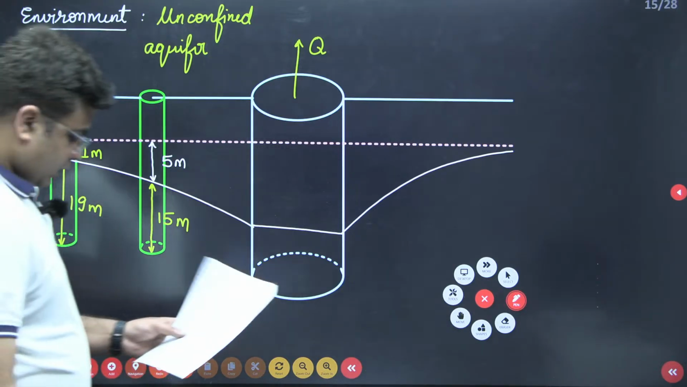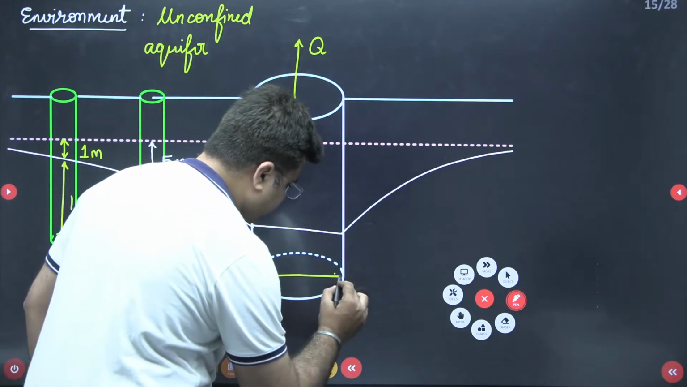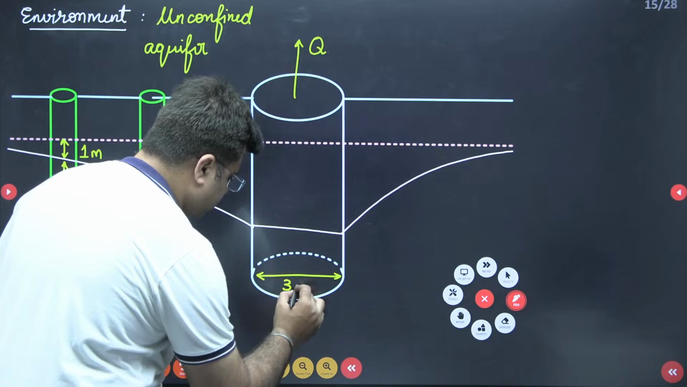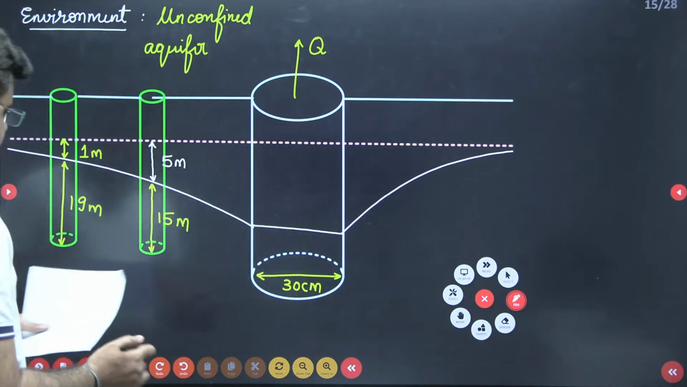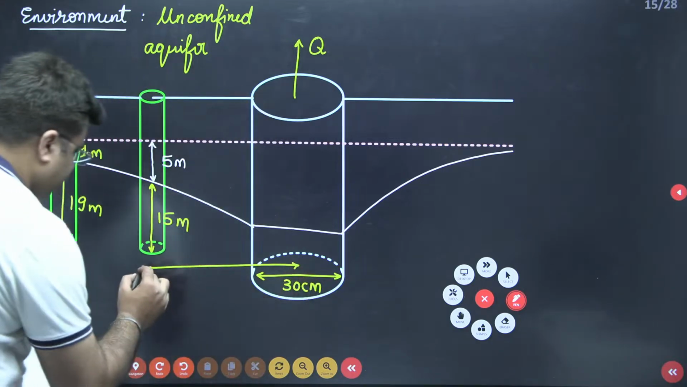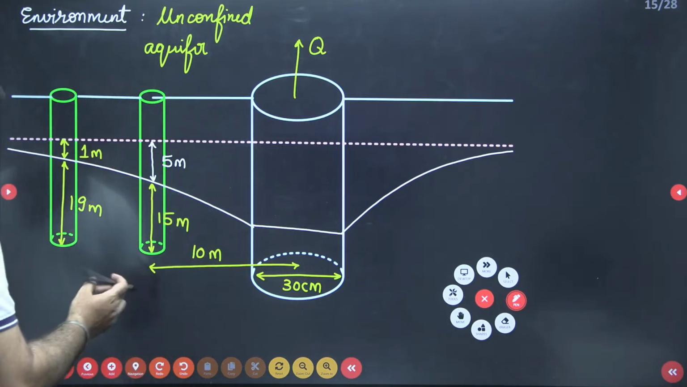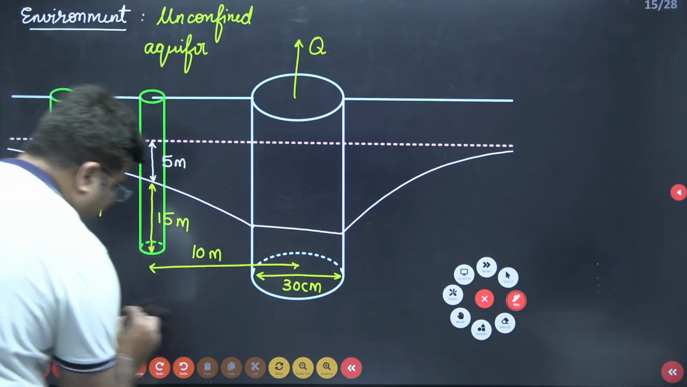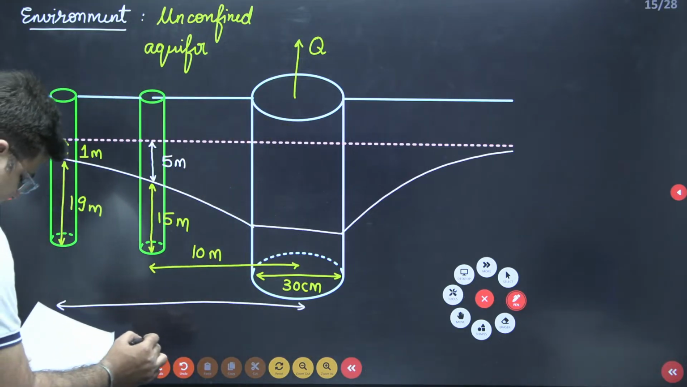Okay. The radius of the well is 30 centimeter. The distance of the first observation well from the center of the main well is 10 meter. And the distance of the second observation well from the center of the main well is 100 meters.